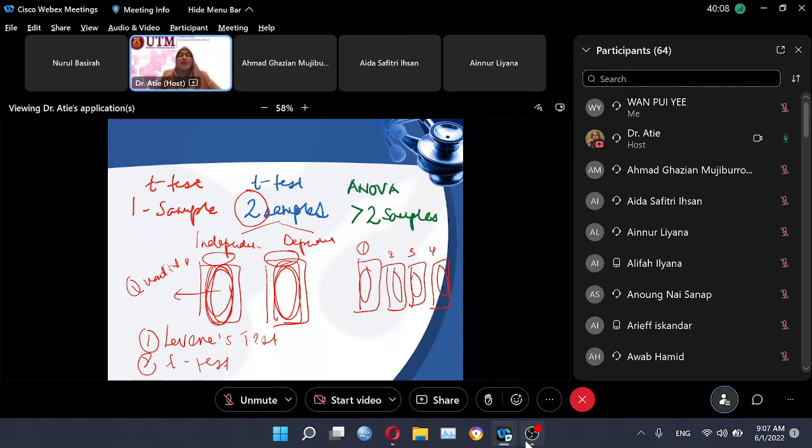So in ANOVA, we also need to do the first step, the Levene's test, and then we can use ANOVA, right? So the purpose of the Levene's test in ANOVA is to check the equality of variances, like equal data. And then ANOVA we use to compare the means. So before we can compare the means, we must do the Levene's test first, right?